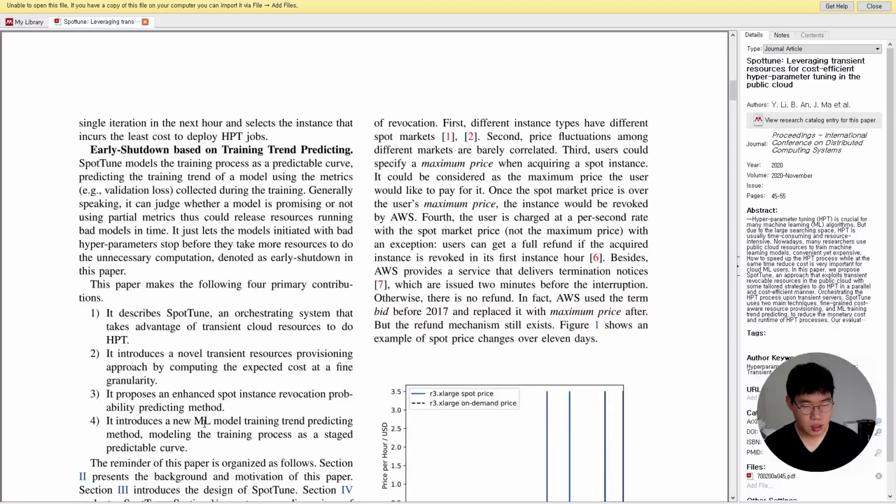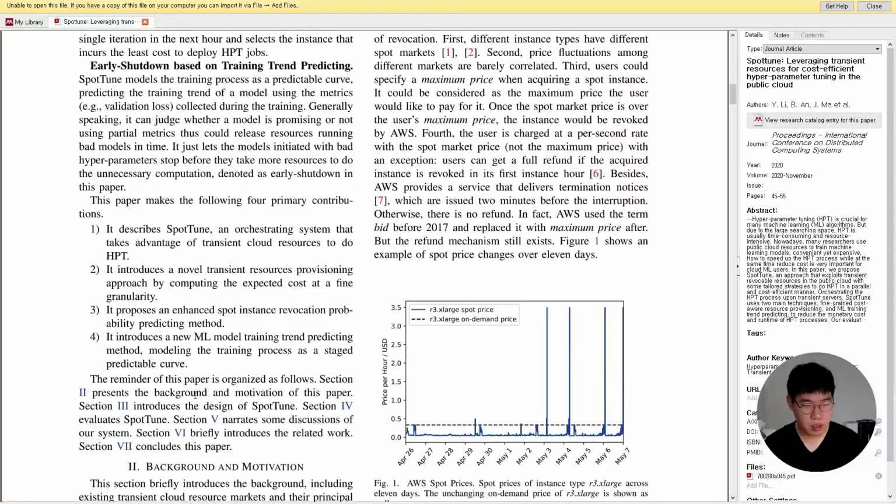It introduced a new machine learning model training trend predicting method, modeling the training process as a staged predictive curve. The remainder of the paper is organized as follows. Section 2 presents the background and motivation of this paper. Section 3 introduces the design of SpotTune.